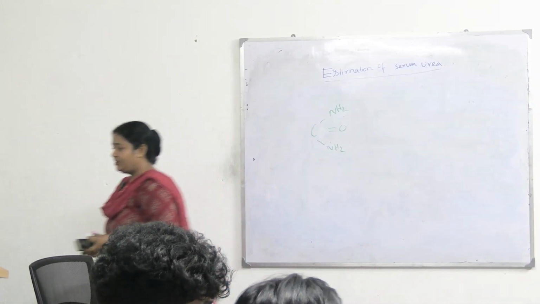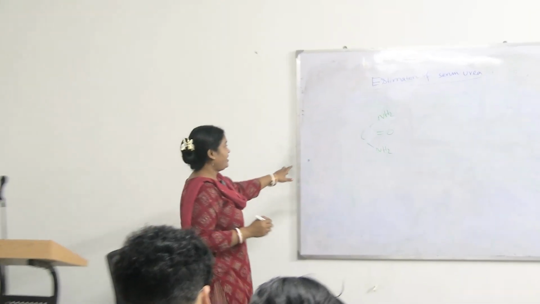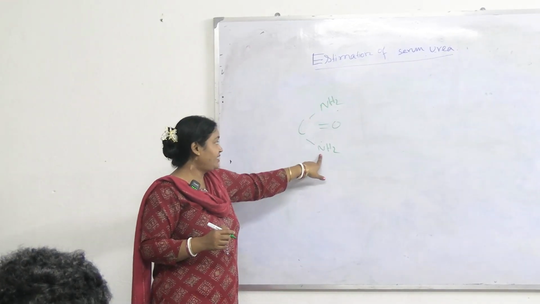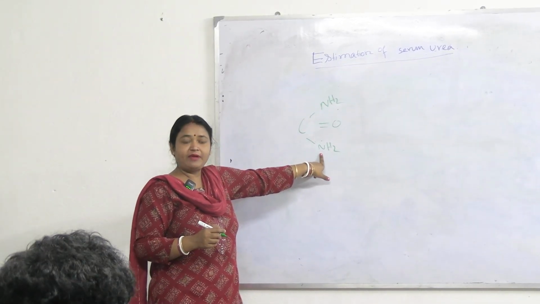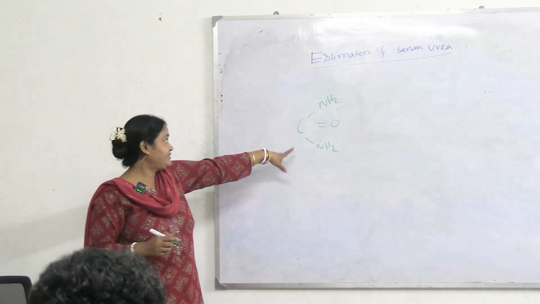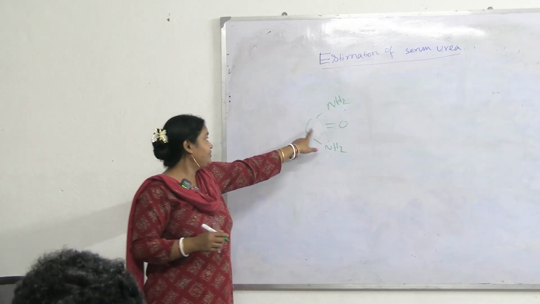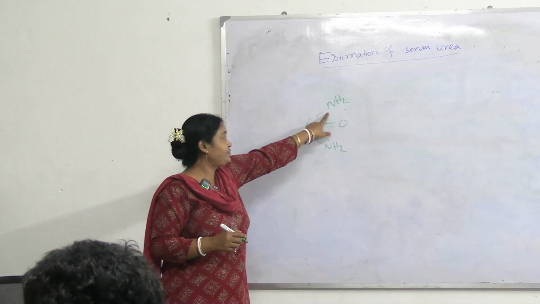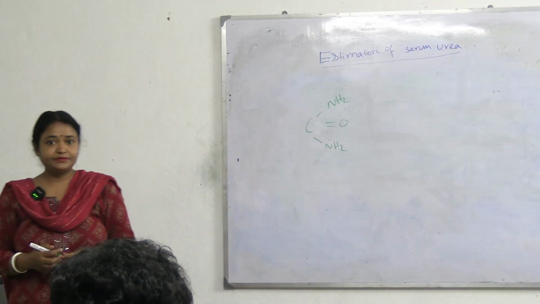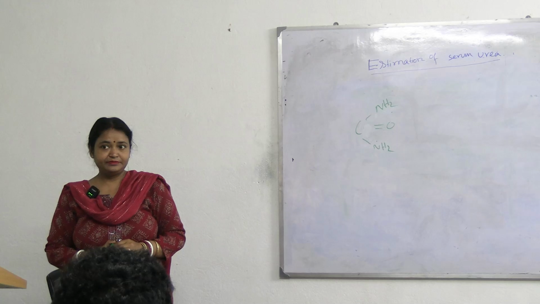This is the structure of urea: CO, NH2 and NH2. This C comes from carbon dioxide, one N comes from ammonia, another N comes from the amide group of aspartate. You have to remember this. If they ask in this structure which atom is coming from where, this is from carbon dioxide, this is from ammonia, and another N from the amide group of aspartate. Aspartate also is there.